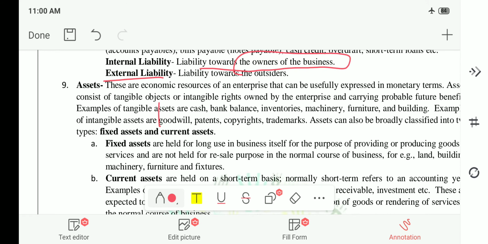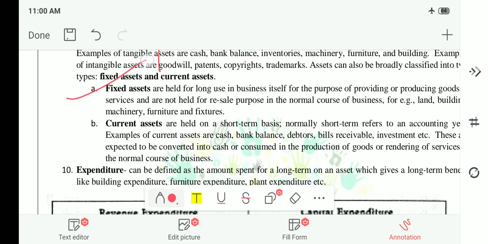Okay, then there are assets. We have seen what assets are: nothing but some kind of property, like land, factories, or a hospital. These are assets for me. Now in that there are fixed assets and current assets. We have also seen what fixed assets and current assets are, but we can revise it.